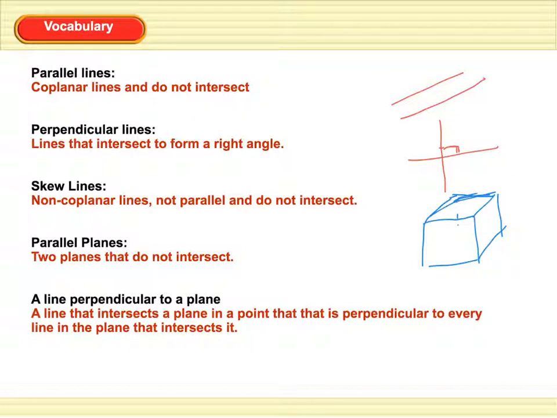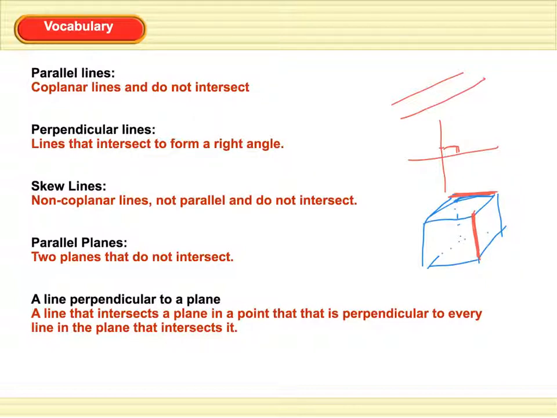Imagine this is a Rubik's Cube. And think about this line. If I take this line in the front and then I take this line in the back, notice that they're not on the same plane, they're not parallel, and they obviously do not intersect with each other. So these two lines are skew lines. I like to call them triple note lines: not on the same plane, not parallel, and not intersecting. Triple note lines are skew lines.